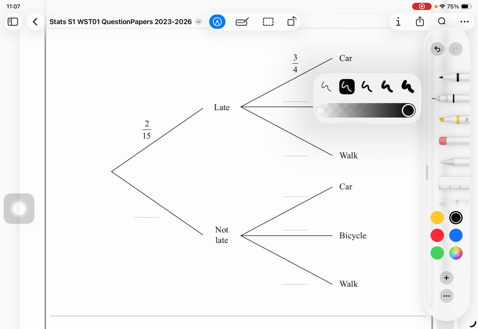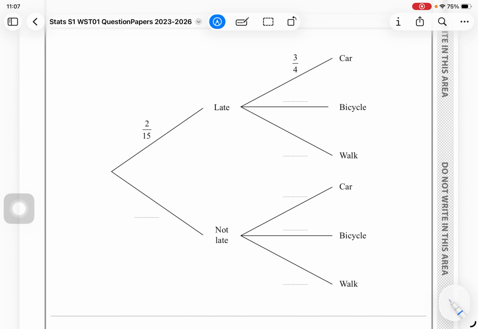Okay, if I just quickly go through the probabilities. So if we know the late is 2 over 5, this has to be that anyway. Here what we have is 1 minus 2 over 15, which is 13 over 15. And that is how we get the answer here. And this is quite straightforward.